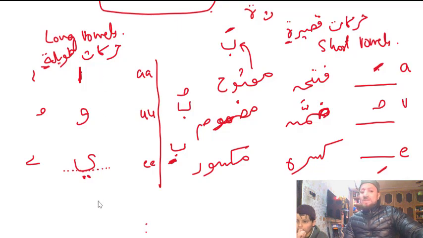These long vowels act as consonants as well as vowels. So when will they be consonants and when will they be vowels? If we have, for example, alif, the preceding letter, whatever it is, should have a fatha on it, and it should have a sukoon on it.